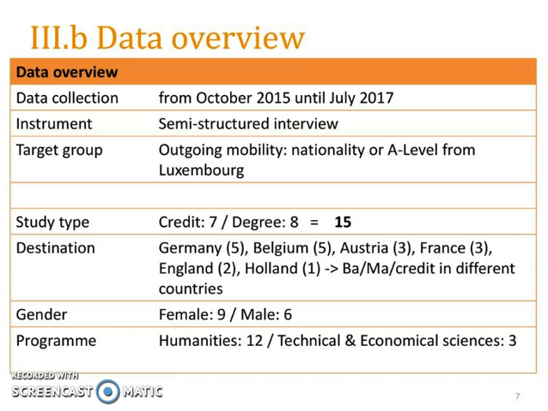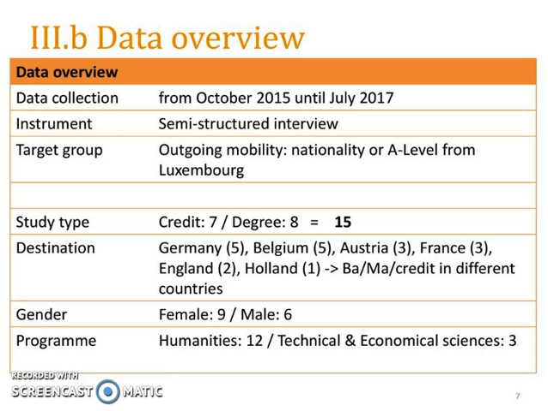So next point is about data overview. As I mentioned above, now we will analyze the data about international student mobility. You can see when the data was collected, in 2017, and the instrument was the semi-structured interview. The target groups were outgoing mobility, nationality or A level from Luxembourg. So what about the study type? It was credit 7 or degree 8. So in total it will be 15.